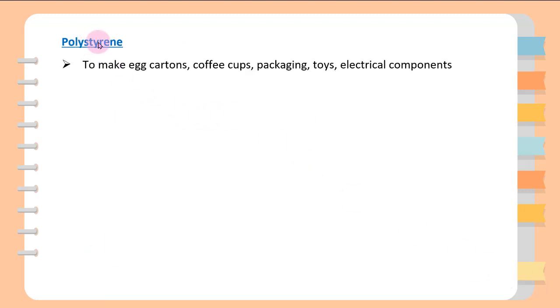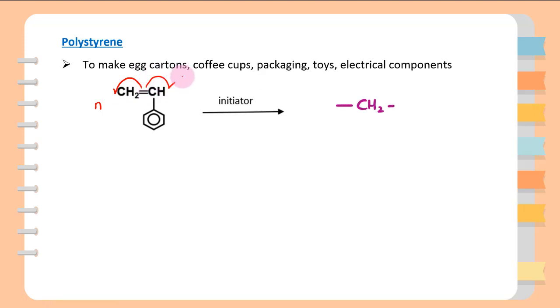For example, we have polystyrene, used to make cartons, coffee cups, packaging, toys, and electrical components. So this is the monomer structure of styrene. In front of this monomer, we have the unknown n. So in the presence of initiator, we're going to open up this double bond. So one electron to the left, another to the right, and you have this polymer structure. Remember the double bond is just opened up to the next bonding only.